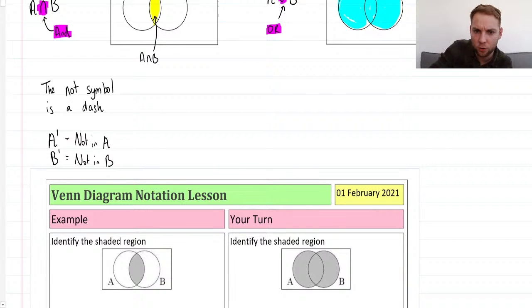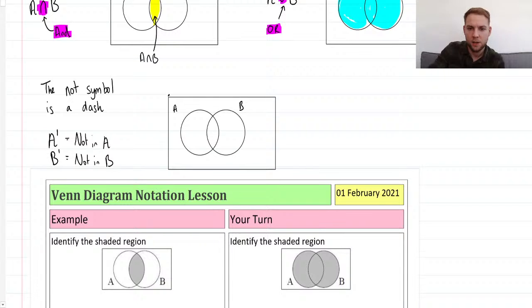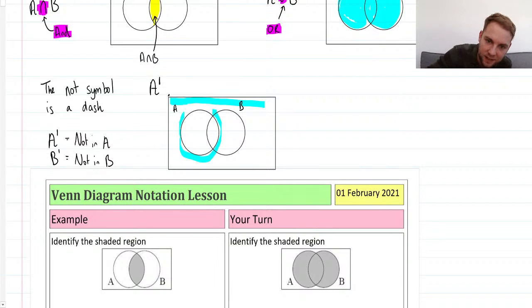So if I then draw my Venn diagram here, if I wanted everything which is not in A, well, I know that everything which is in A is this part here. So how would I draw everything that's not in A? It's going to be the outside part here and this B part here. So everything which is outside of this circle here. This is what you need to highlight or talk about. Everything which is not in A.